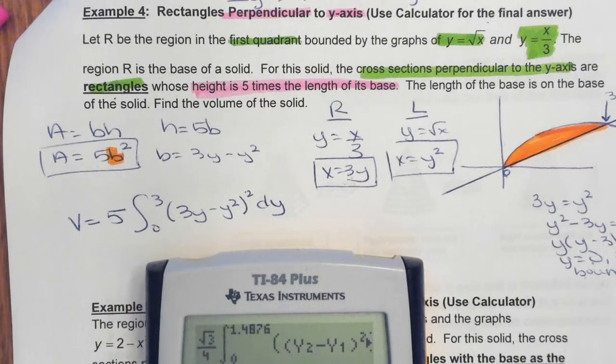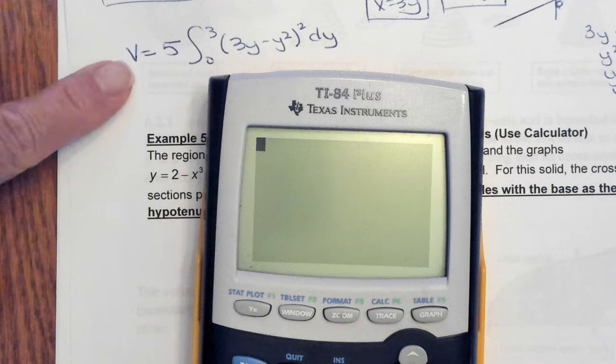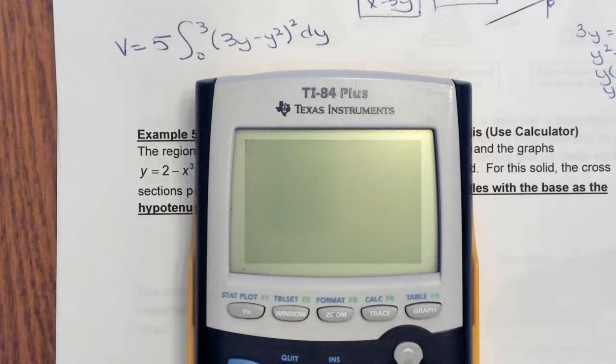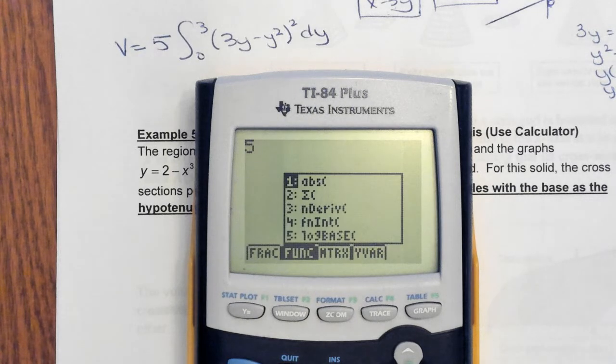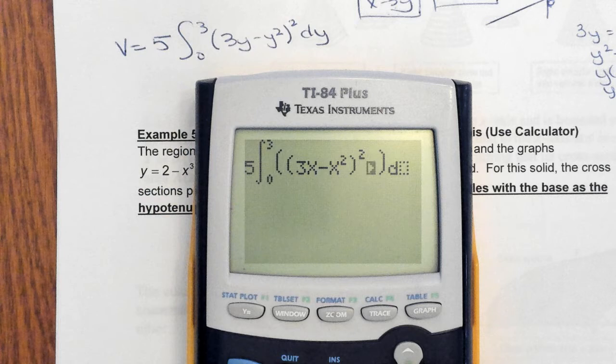Now remember, when you're using your calculator, the variable that we typically use is x. It doesn't matter what the variable is because I've accounted for the adjustments in the way the function is set up. So we have 5 times the integral from 0 to 3 of 3x minus x squared, which is really y, squared, and then I have dx because it's the variable that I used.